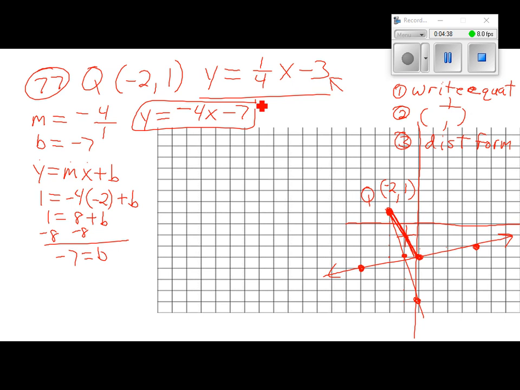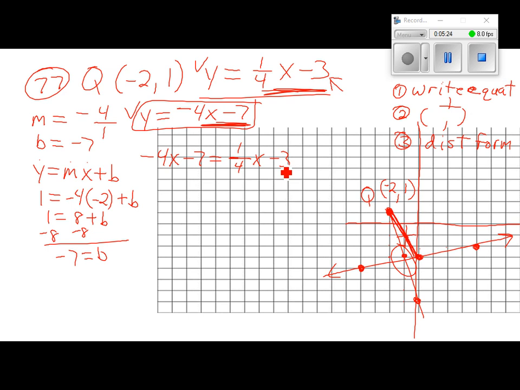Now we've got to figure out where these two lines, this new line and the original line, intersect, somewhere in there. To do that, take this equation, y equals this, y equals that. We just set these two parts equal to each other. Get your calculator, because we're going to change that into decimal form probably. So my equation is just going to look like this. Negative 4x minus 7 should equal 1/4 x minus 3.